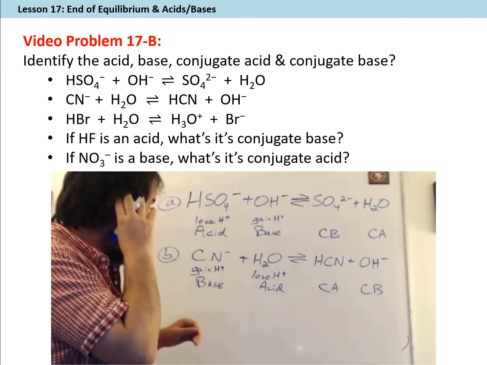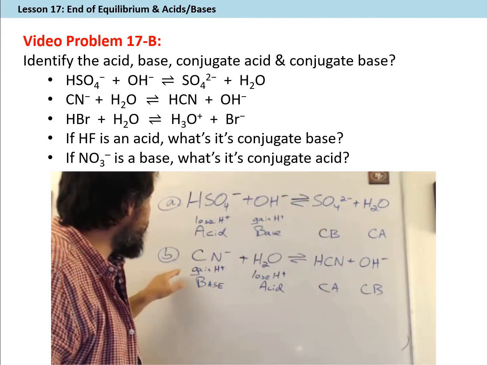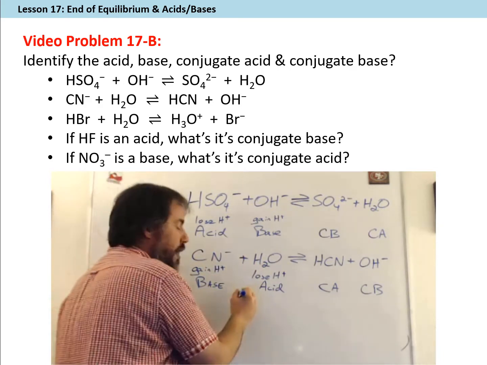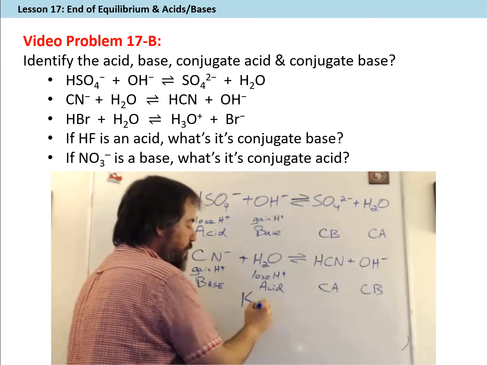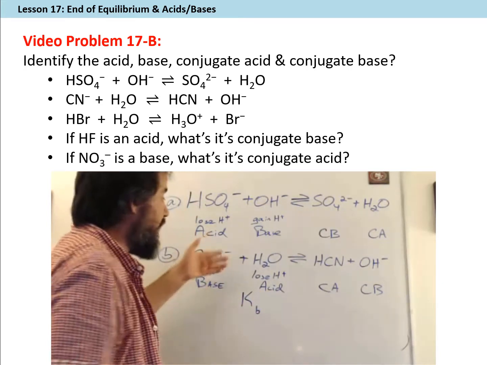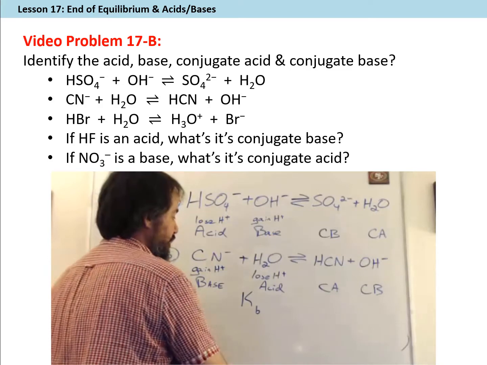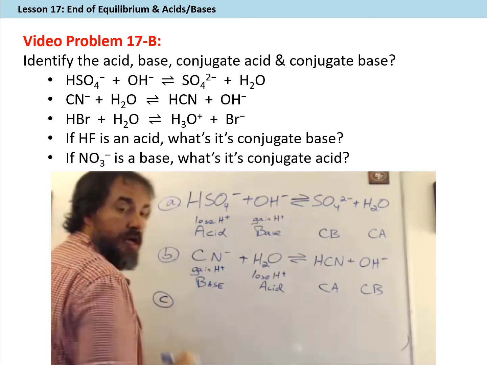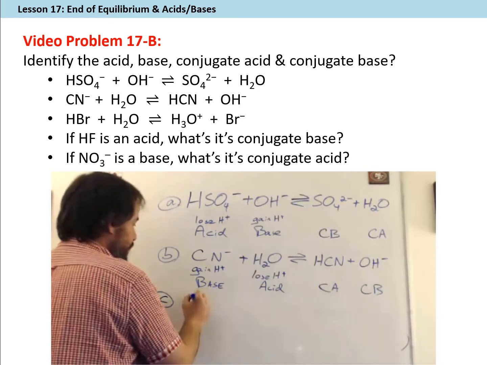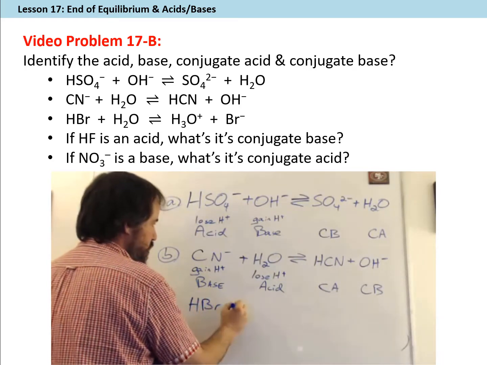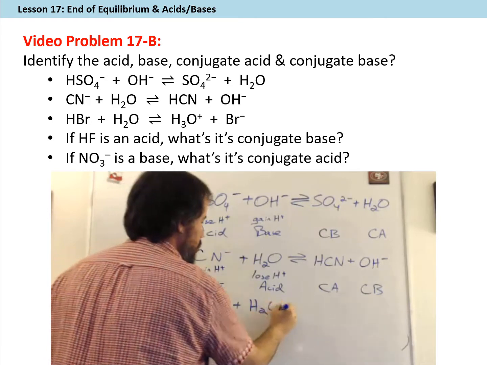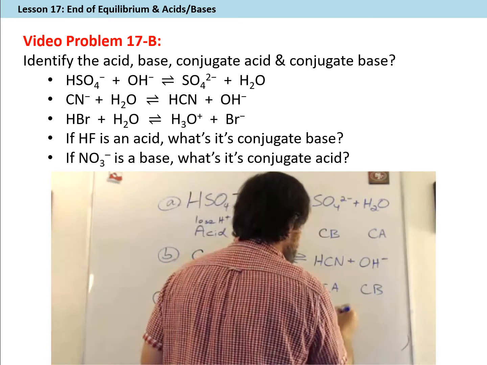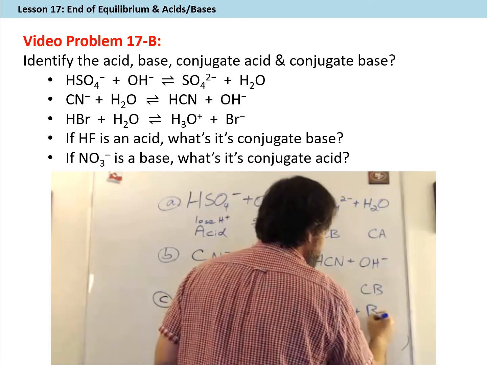I mentioned this in the video, but this would be what we would call Kb, right? This is base ionization. Okay, now let's do C. In C, we have HBr plus H2O going to form Br- and H3O+.